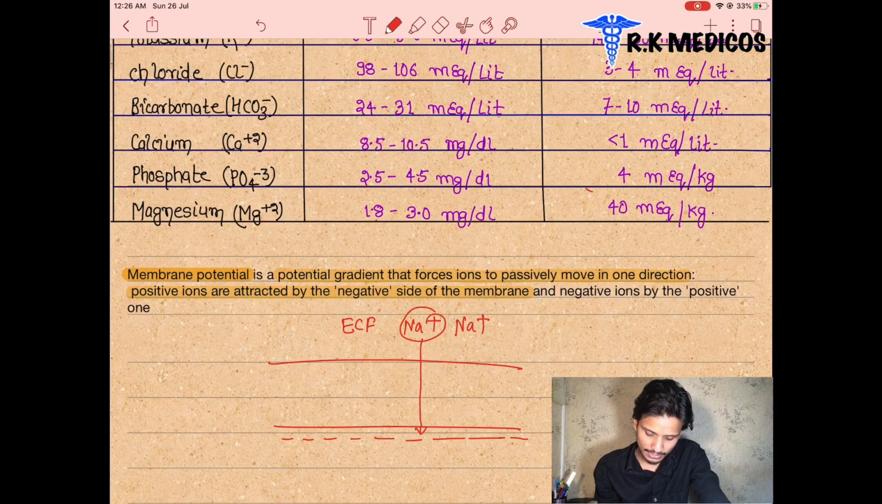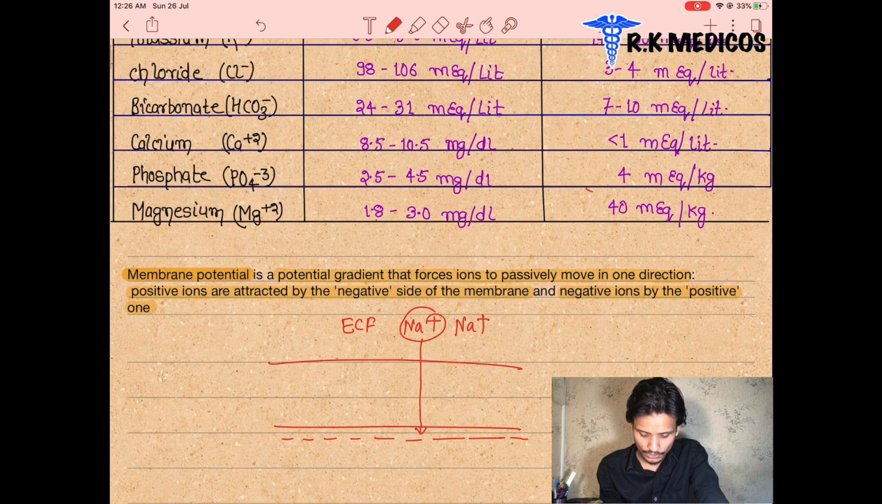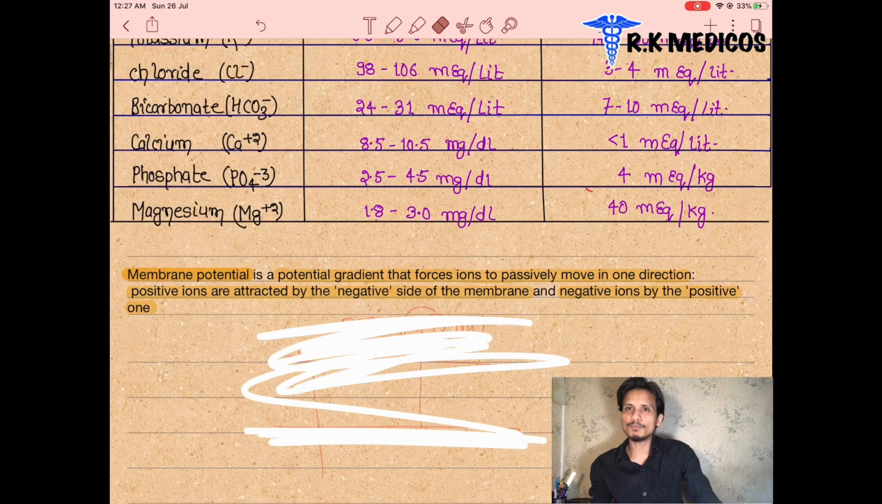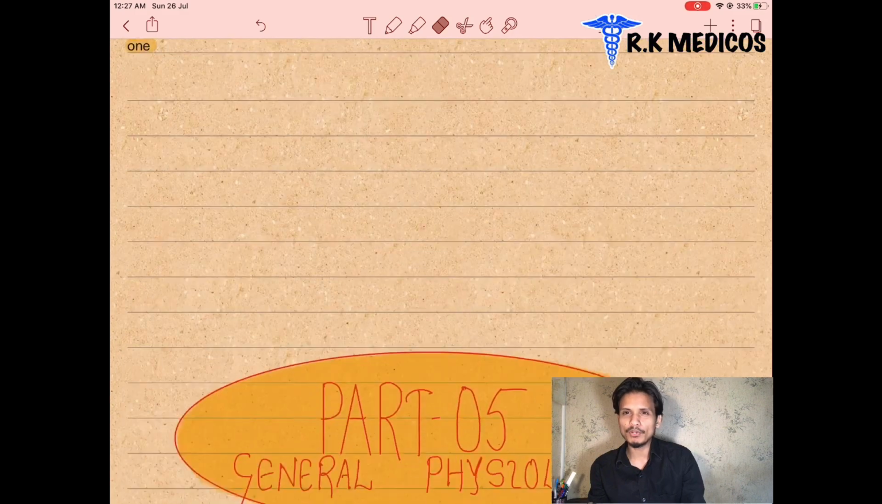Next, we can see the negative ions are attracted by the positive membrane. When the positive membrane is present, negative ions get attracted. So when positive ions are present, negative ions are going to be attracted. In the same manner they are creating potential. We are going to see the different types of membrane potential and the role they play in general cellular physiology.